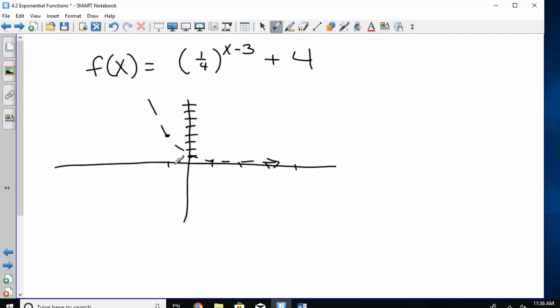Parent function has points -1, 1/4, 0, 1, and 1, 4. -3, move the graph right 3. +4 will go up 4. I'm going to go ahead and move my asymptote. It's at the x-axis, so it's at 0 right now. If I move that up 4, my asymptote will move right here. So then take your points, right 3, and up 4.